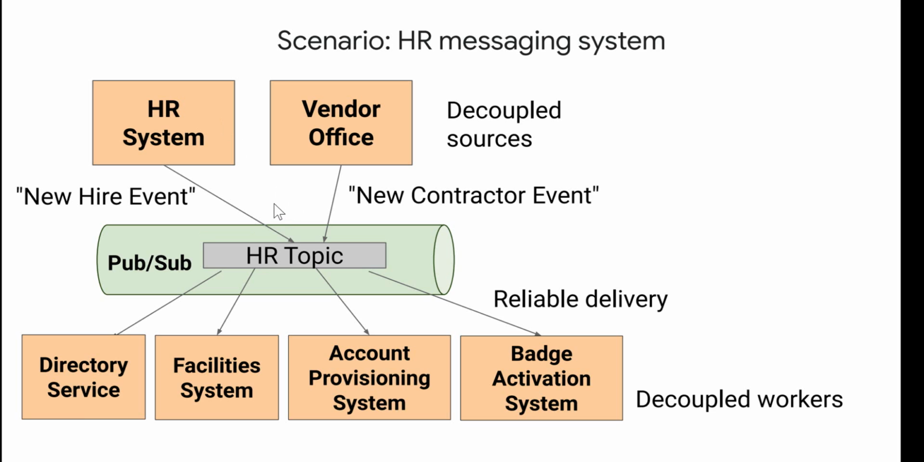Here we have a case where we have a new employee. A new employee arrives in a company, a message with the profile is created by the HR system and the vendor office, and sent to the HR topic. The HR topic distributes this message to all these services: the directory services, the facility system, the account provisioning system, and the badge activation. So this is one use of Pub/Sub, which takes one message and distributes it to all the services.